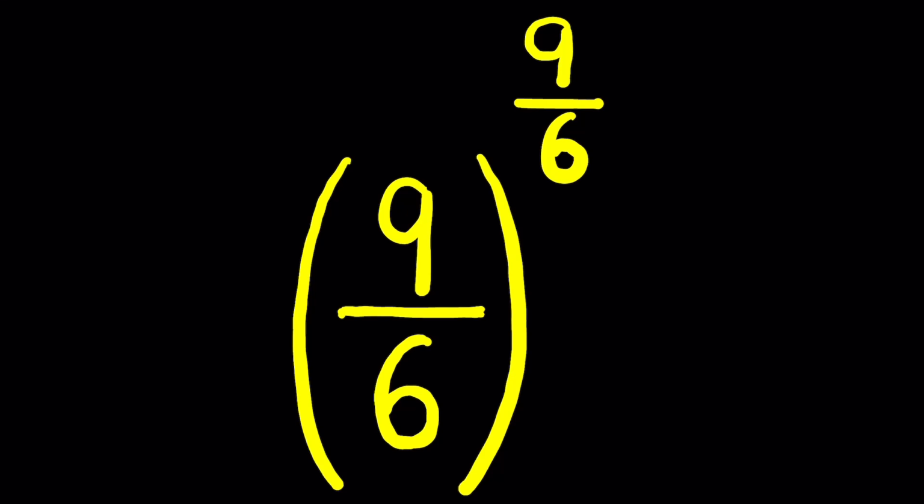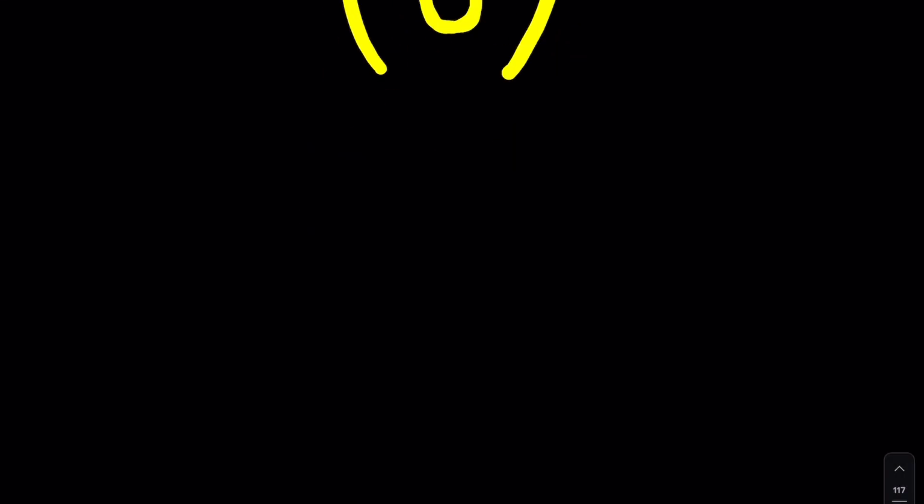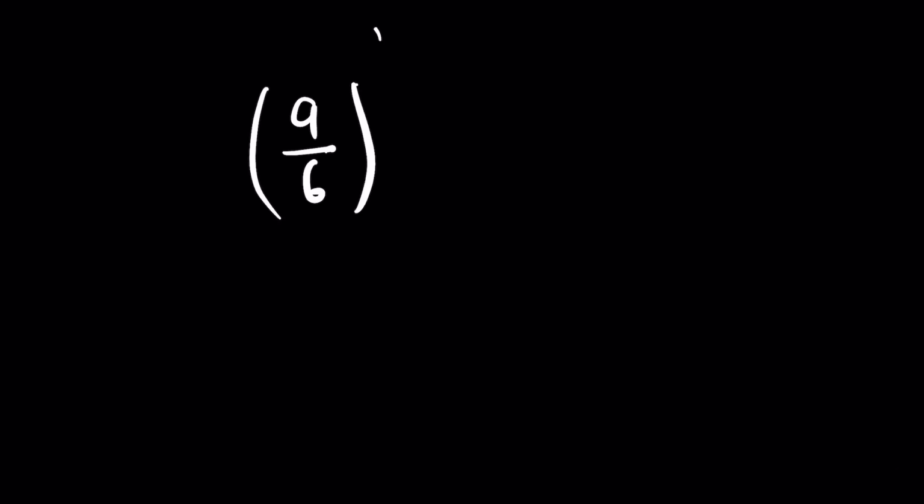(9/6) raised to the power of 9/6. How to solve this? So (9/6) raised to the power of 9/6. We can reduce the fraction 9/6 if we divide both the numerator and denominator by 3. So this is 3 times 3 and this is 3 times 2, which is 6.